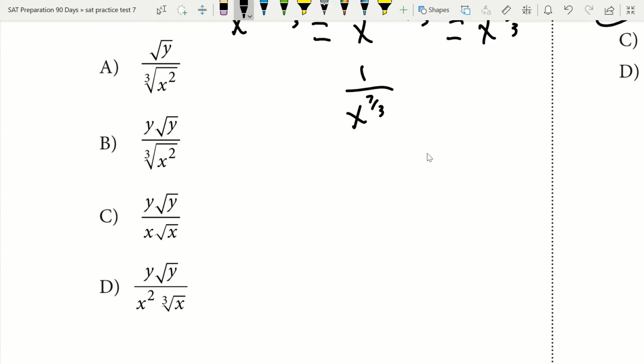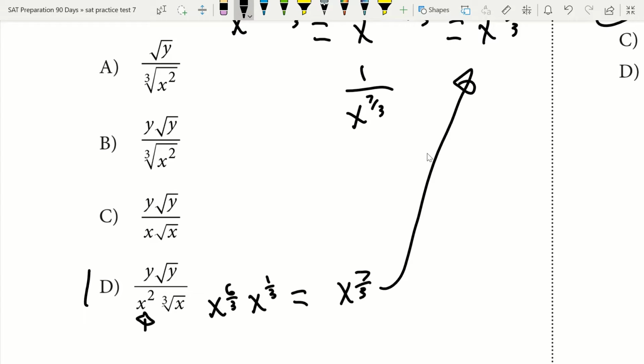But when I look at x being to the power of 7/3 in my denominator, I see that I only have that in option D. We have x squared, which is the same as x to the 6/3, and then we have the third root of x, which is the same as x to the 1/3. So x to the 6/3, and then x to the 1/3. Since we're multiplying, that means we're adding, and that gets us x to the 7/3, which is the same thing that we got when we divided. So we know our answer there is going to have to be D.